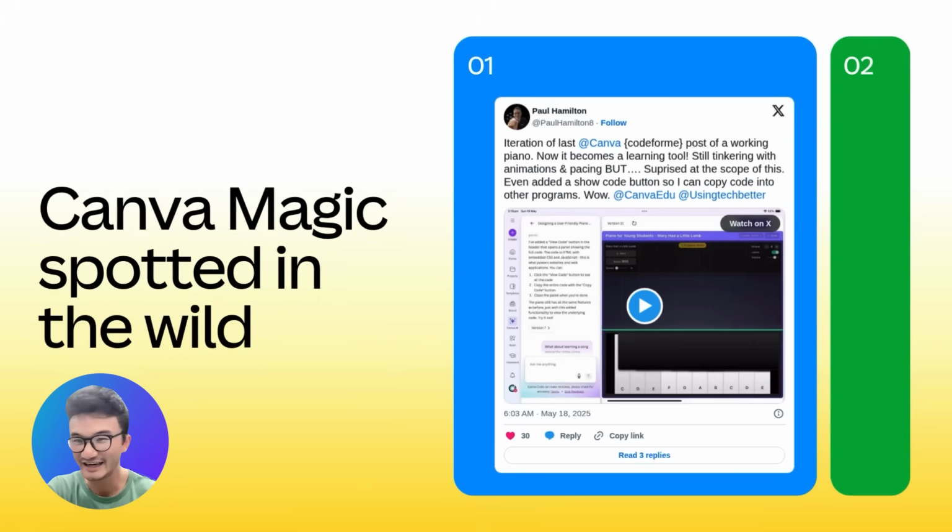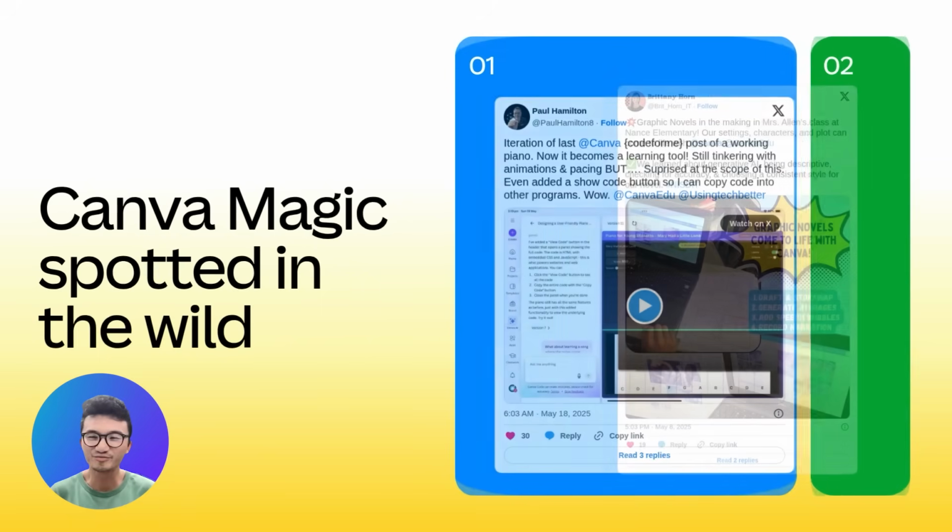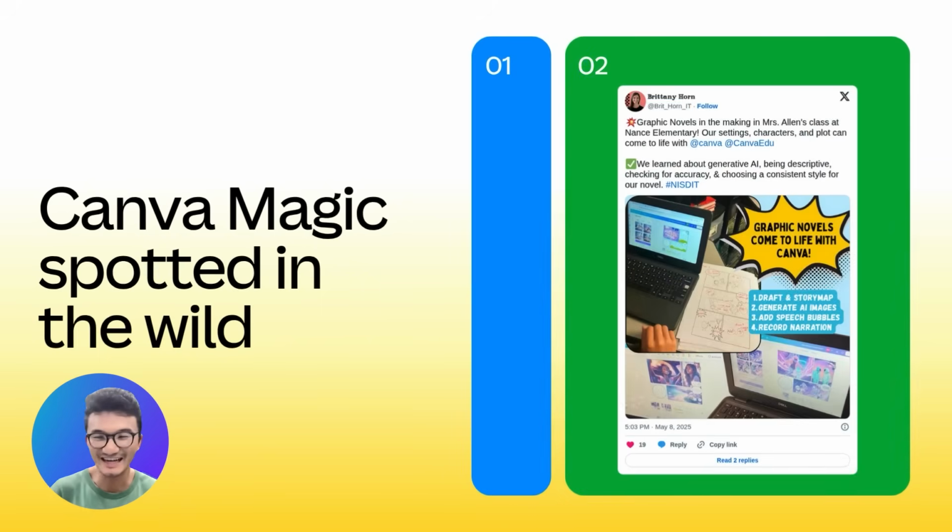Speaking of which, here are some amazing Canva ideas we've spotted on socials. Take a look at this Canva Code widget from Paul, which allows students to see live musical sounds come to life on a digital keyboard. Keystrokes, speed settings, points, it's got it all. What about bringing stories to life? Check out this graphic novel project students did in Miss Allen's class, which combined generative AI, storyboarding, and literacy skills. To be honest, I wish I could have been in that class to try that.